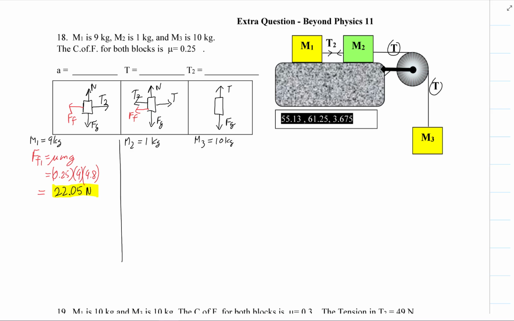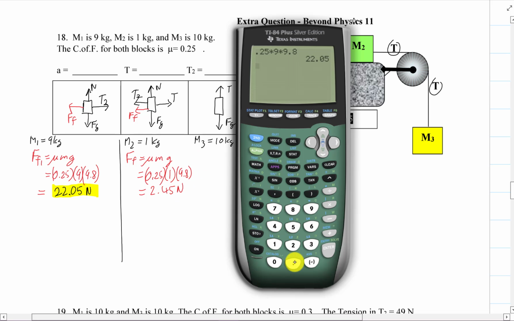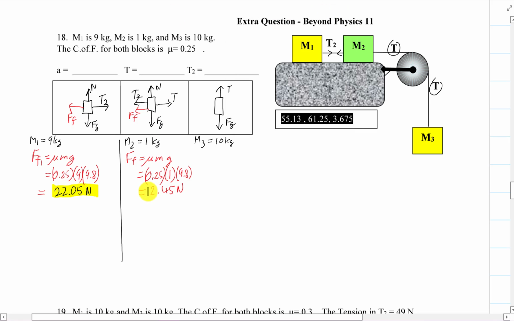Let's do the force of friction on this guy. Force of friction on this guy is mu mg, and that is going to be 0.25. It's obviously made out of the same material, has the same coefficient of friction. And M2 is 1 kilogram, and this is 9.8. So this is going to be 2.45 newtons. Let's just verify that. 0.25 times 1 times 9.8. Okay. And so that's an external force acting on it. Okay, and that's going to be the force of friction of number 2. That's the force of friction of number 1.